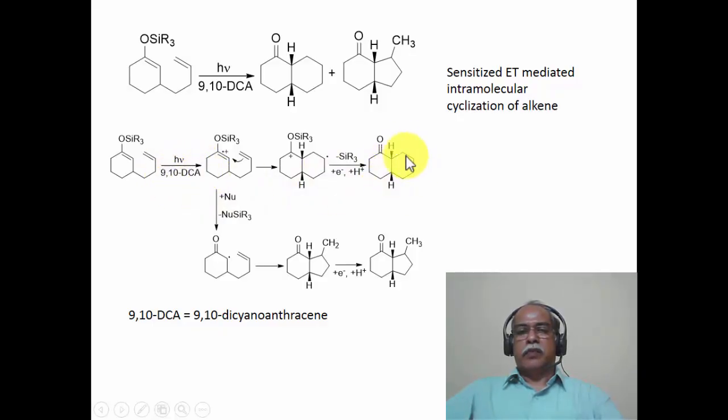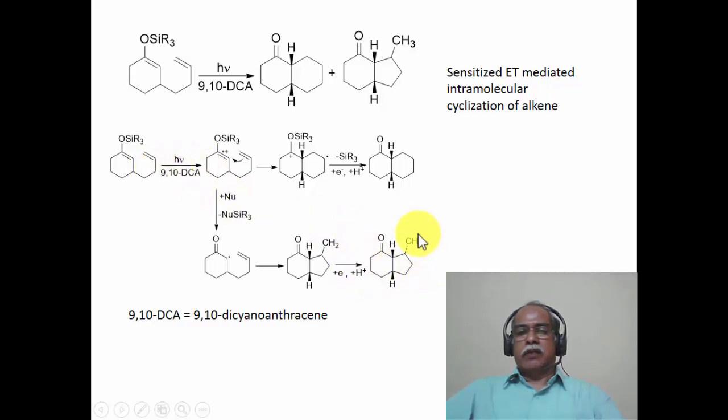This is a radical addition to a double bond, a 5-exo radical addition to the double bond. Resulting, this is a radical center. There should be a dot on the CH2 here, to show that this is a radical center. That radical center is reduced by an electron obtained from the dicyanoanthracene anion radical, followed by protonation to give the corresponding methyl species in this particular instance.